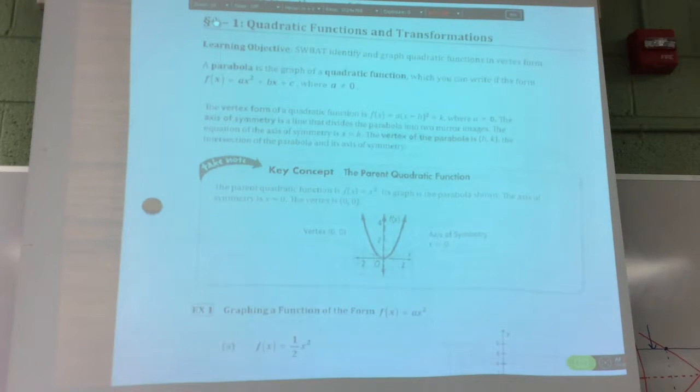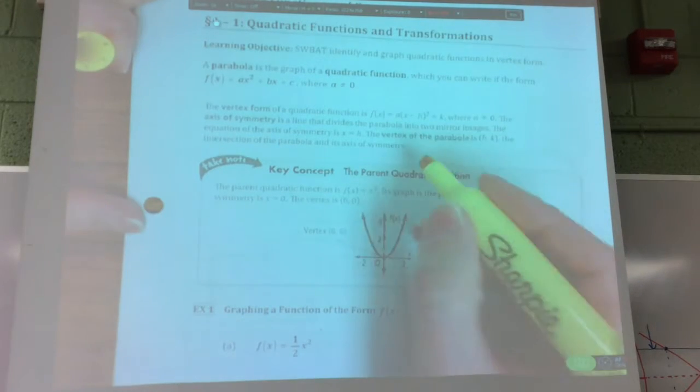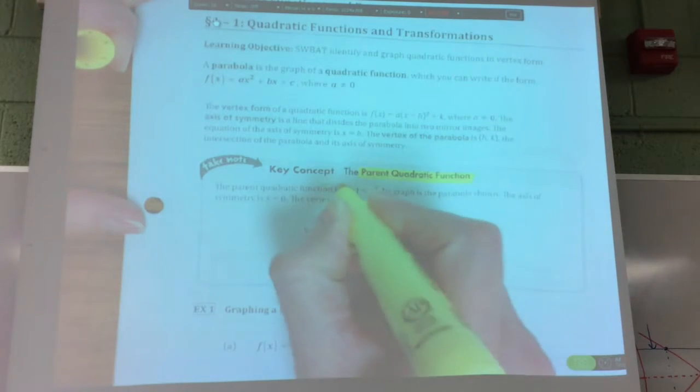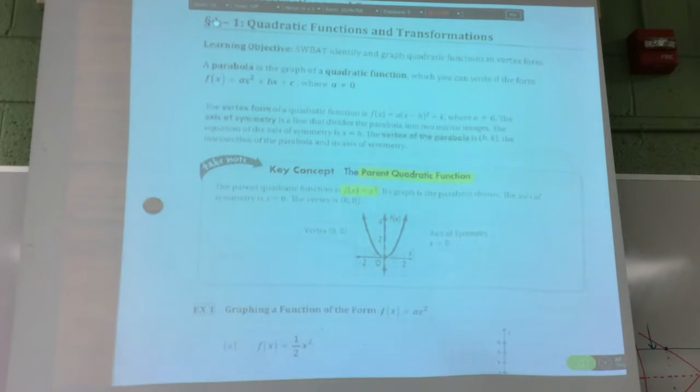So I know that one of the things you're going to have to do in your video is relate things to the parent function. And that is f of x equals x squared.